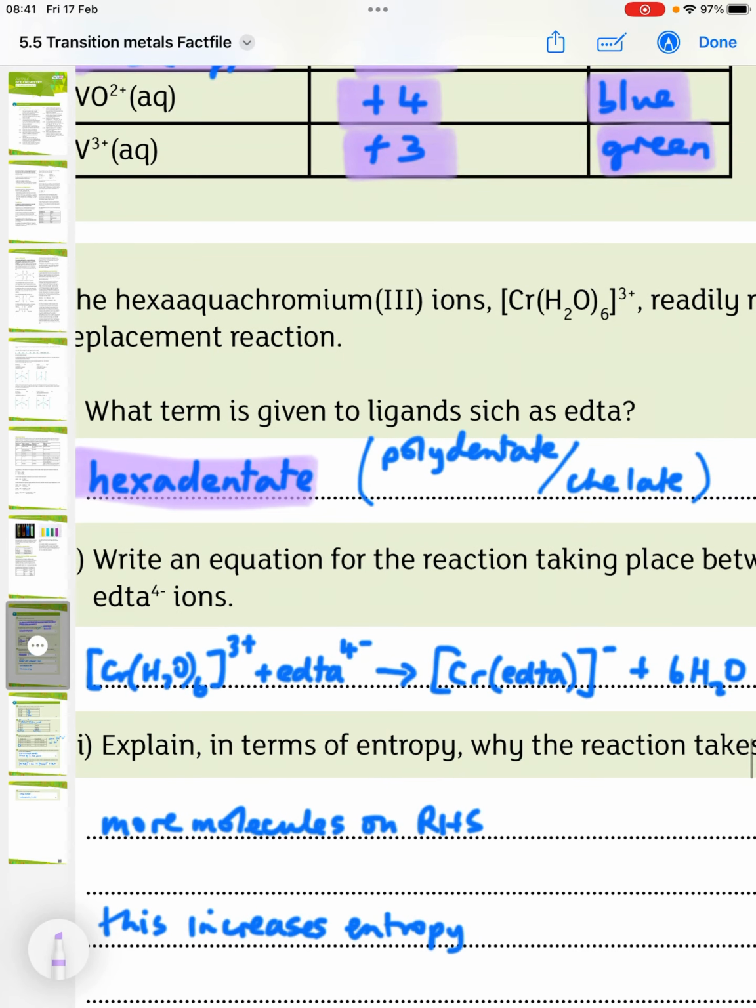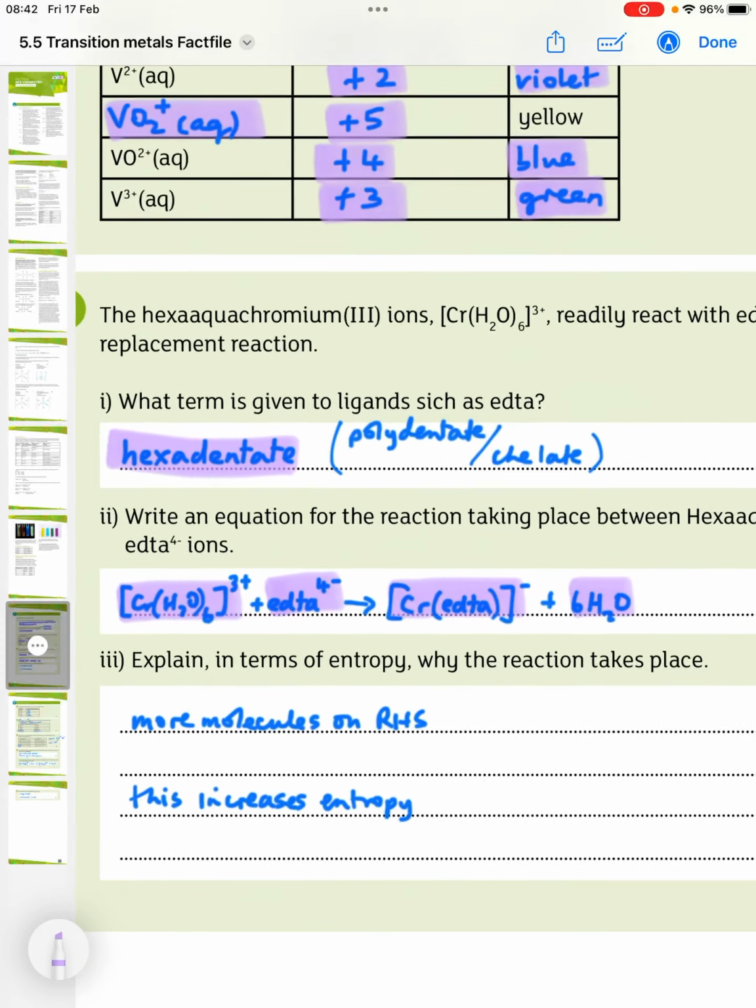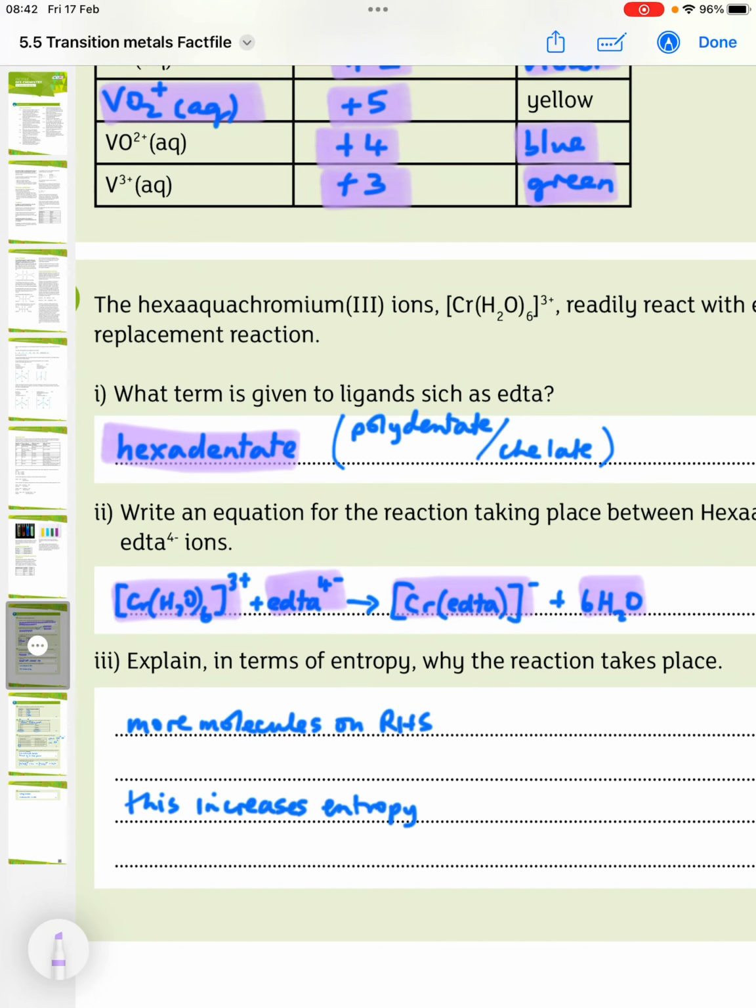So here it is. [Cr(H2O)6]3+ plus EDTA4- gives us then [Cr(EDTA)]- and 6H2O. So the chromium hasn't changed oxidation state, it's still +3, but because EDTA is -4, the overall charge in the complex is just -1.